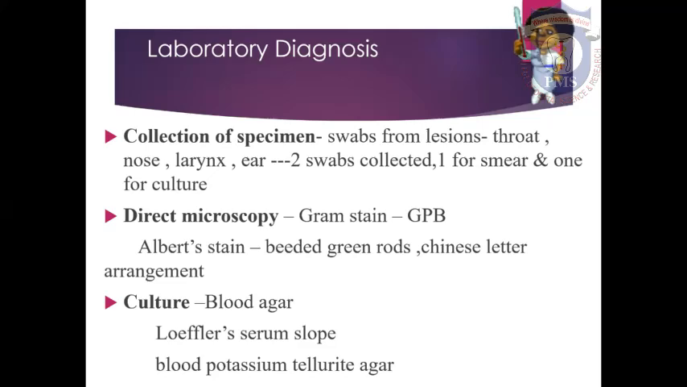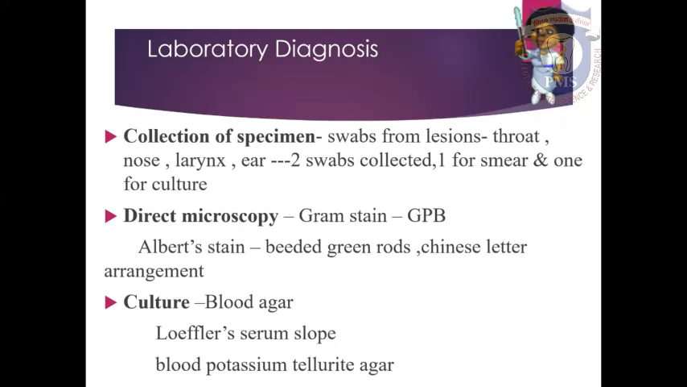Next is laboratory diagnosis. So after clinical manifestations, we are going to discuss about laboratory diagnosis. First one is the collection of specimen. The site of specimen is swabs from lesions, throat, nose, larynx, ear. Two swabs are collected, one for smear and one for culture. The next one is direct microscopy by gram staining, gram-positive bacilli. Then we already said demonstration is by Albert stain. Beaded green rods, Chinese letter arrangement we can observe.